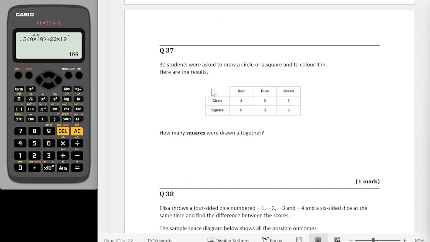Okay, question 27. 30 students were asked to draw a circle or a square and to colour it in. Here are the results. So we've got circle or square, red, blue or green. How many squares were drawn all together? So squares all together is going to be the total of this one. So we're looking at 6 plus 3 plus 2. So that's going to be 11.